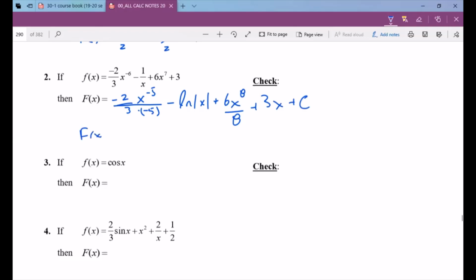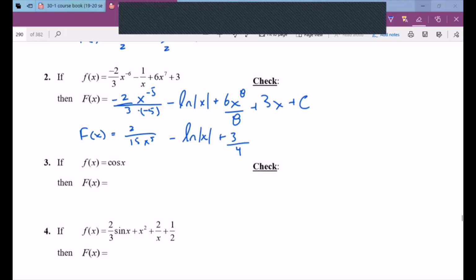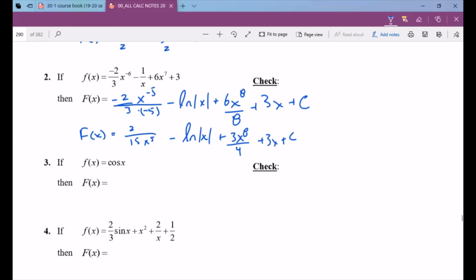Let's take a step and tidy it all up. Two over 15 x to the 5, minus ln x, absolute value bars on this, plus 3x to the 8 over 4, plus 3x plus c.